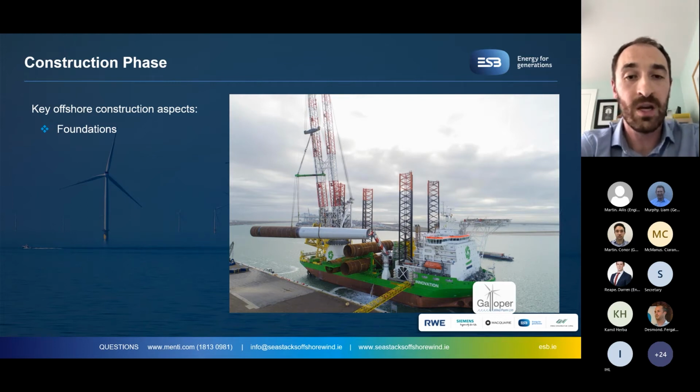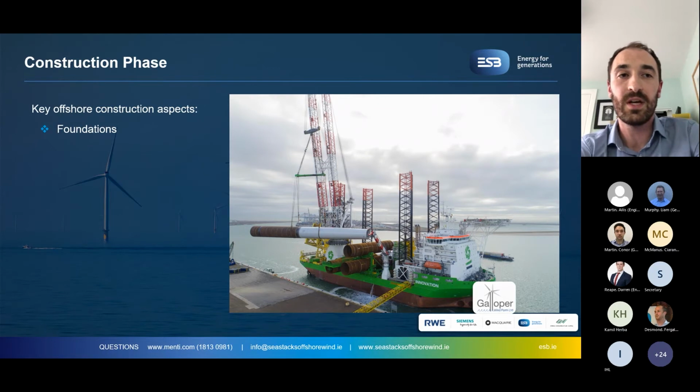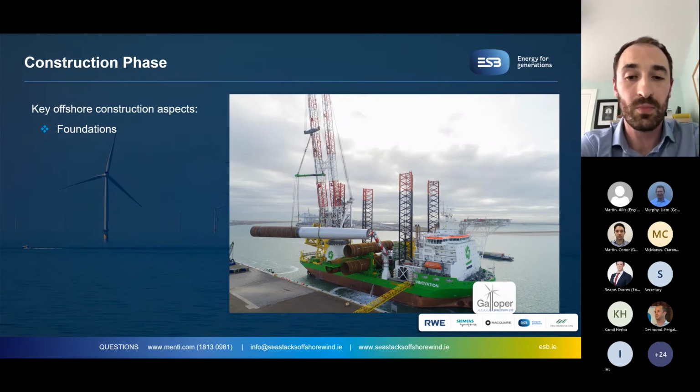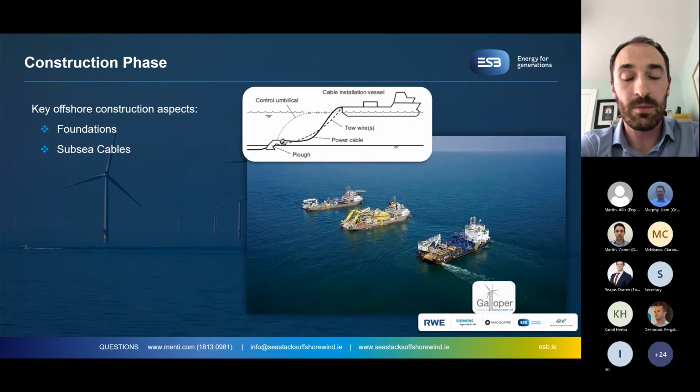driving technology. There is an alternative foundation type which may be used for the project, which is called the jacket structure, which is effectively a tubular steel frame, and it's connected to pre-installed pin piles that would be on the seabed, which would be installed in a similar manner to a monopile.